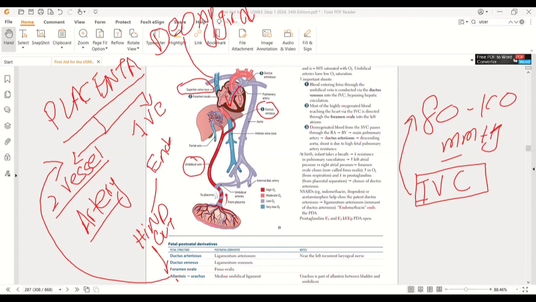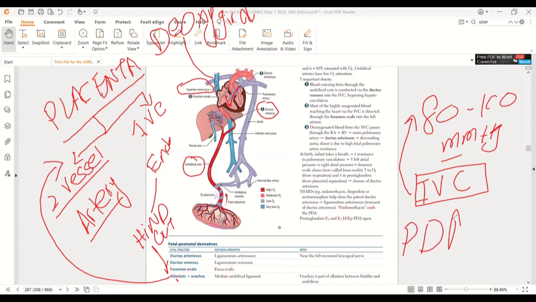So this pulmonary artery contains deoxygenated blood, and it does not go to the lungs because the lungs are not working properly in the fetus, because of the high resistance present. So this blood from the pulmonary artery goes toward the descending aorta, and this connection between the descending aorta and pulmonary artery is known as the ductus arteriosus. This is again high yield stuff, because we will discuss the patent ductus arteriosus (PDA) in detail.